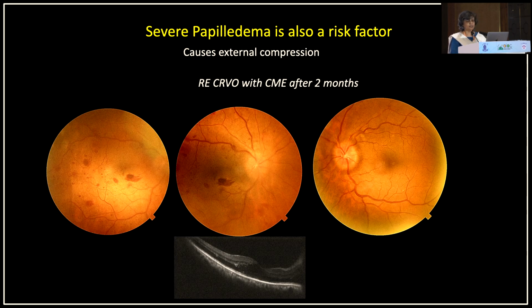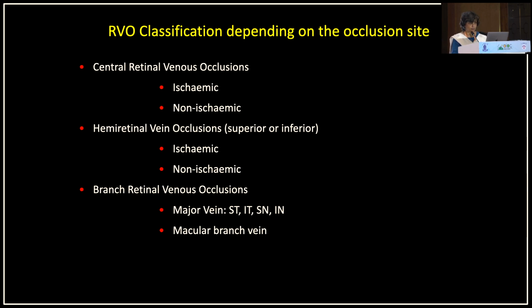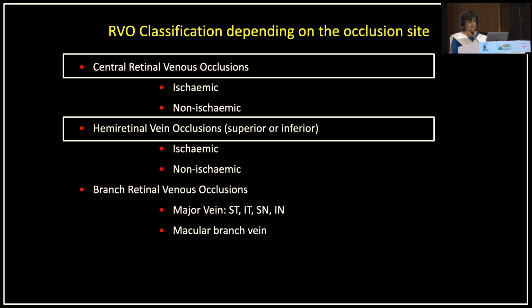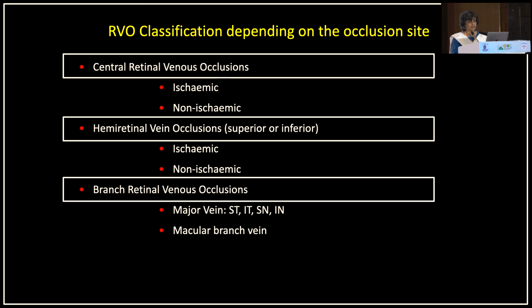Also, I have found in my work that severe papilledema can cause vein occlusions by compressing the vein from outside, apart from the internal occlusion which happens from diabetes and hypertension. Papilledema compresses it from outside, adding to the problem. RVO can be classified based on the location of the occlusion as central, hemiretinal, superior or inferior, and branch retinal, which can be one of the four.